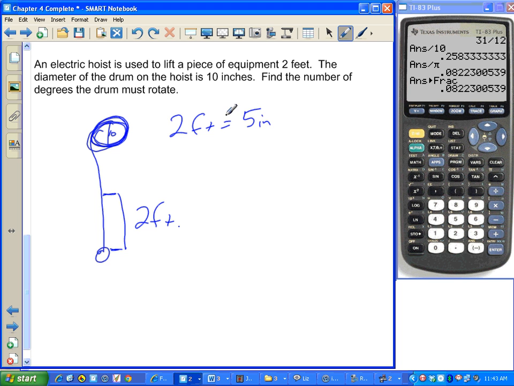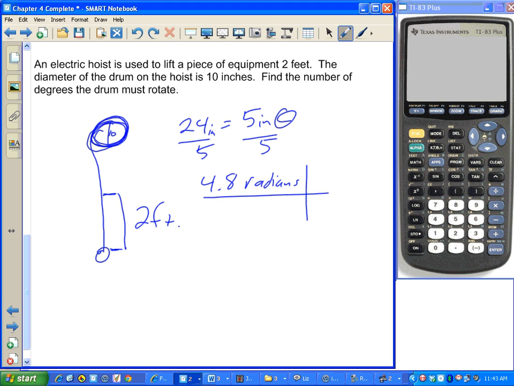And right here there's a problem. I've got feet versus inches. I need them to be in the same units. So I'm going to change 2 feet into 24 inches. So 24 inches is 5 theta. So I'm going to find out how many radians I have to rotate, and I'm going to convert that to degrees. So I'm going to divide by 5, and I get 4.8 radians.